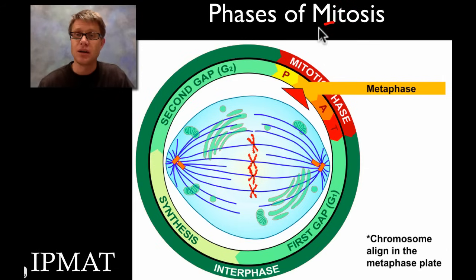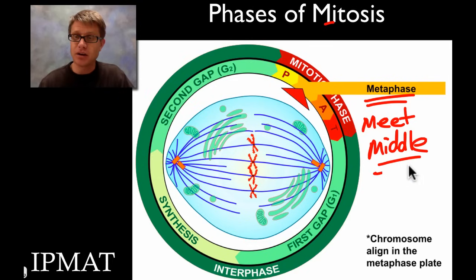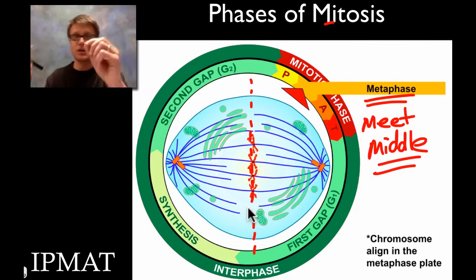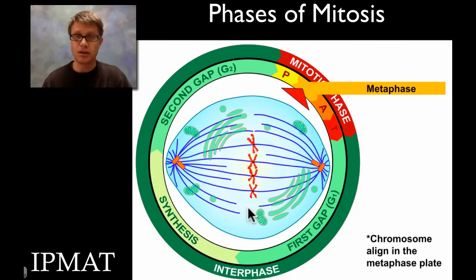So the M in metaphase stands for meet. They're coming together to meet in the middle. All the chromosomes are going to line up right here along what's called the metaphase plate. There's going to be this imaginary line that goes right down through the middle of the cell, and you can see that they're all lined up right along there. It's kind of like a tug of war. It's pulling on either side, and they're eventually lining up right in the middle.